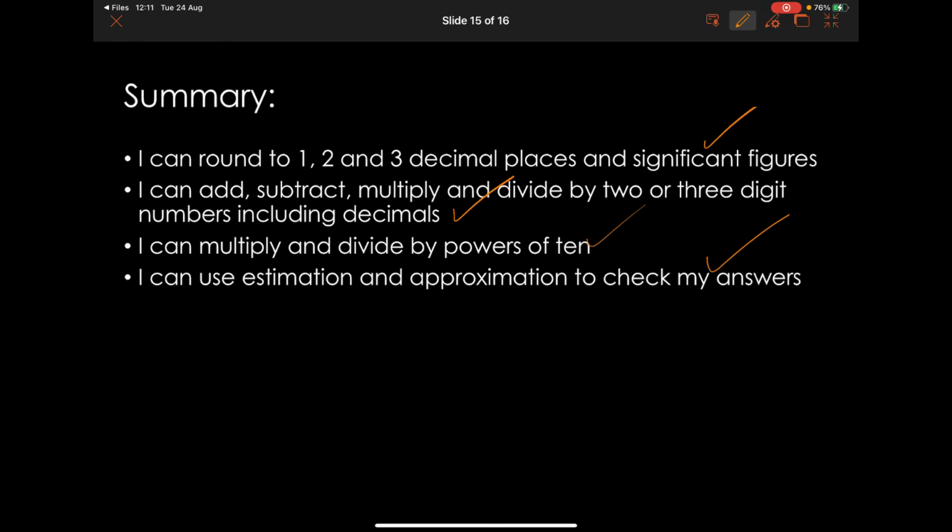Now, the last thing that I'm going to say here with estimation and approximation is that you might need to use this to check your answers. So if it asks you to do that in your exam, then please do so. So if it asks you for a check, you can either do a reverse calculation or you can use estimation. Okay, so you can round your digits to a certain amount of significant figures, usually 1, and then you can estimate it.